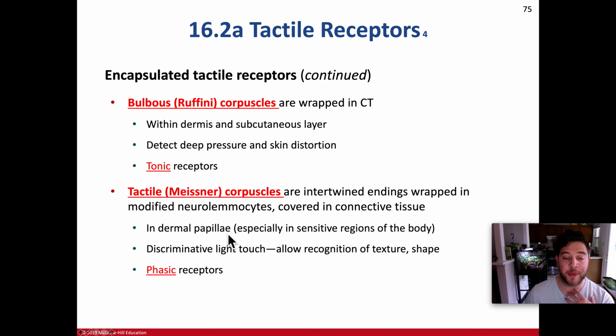Your tactile corpuscles, intertwined endings wrapped in modified neurolemnocytes, are in the dermal papillae. So if you remember, the dermal papillae are what contain some of those vessels to nourish the epidermis. Discriminative light touch allows recognition of texture and shape, and they're phasic. So again, if they're in the dermal papillae, that's fairly superficial in the dermal layer, so they can still detect light touch, and they're phasic.